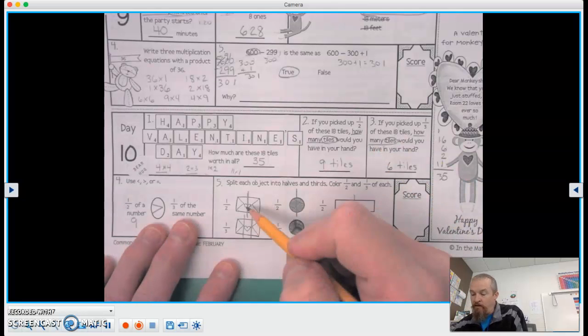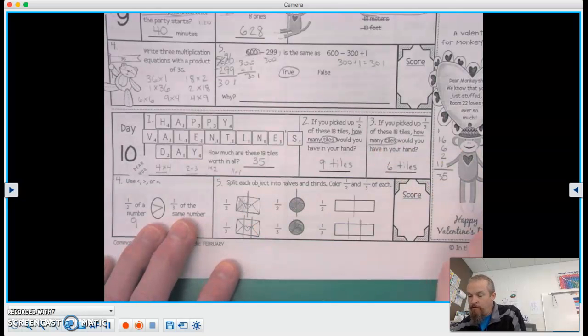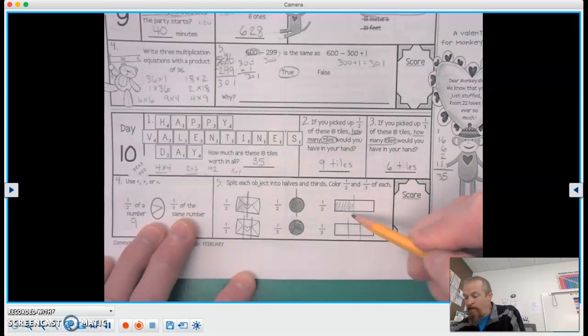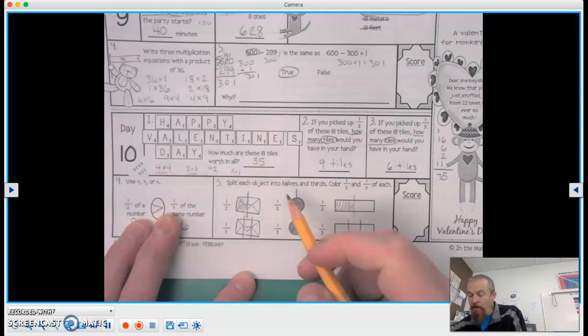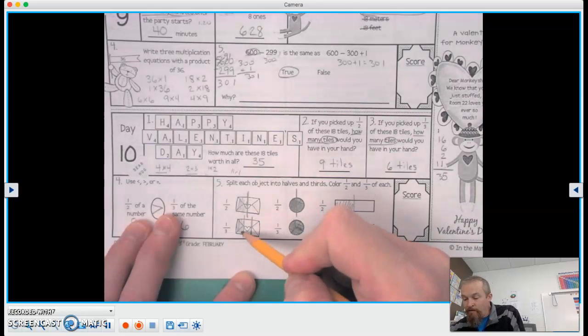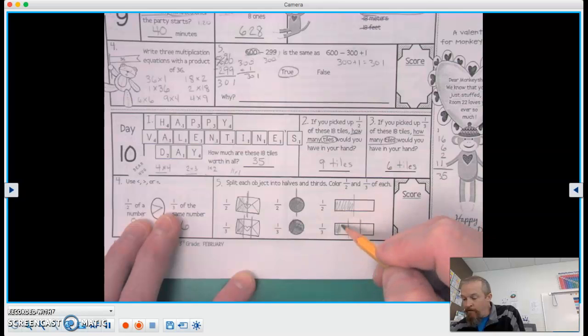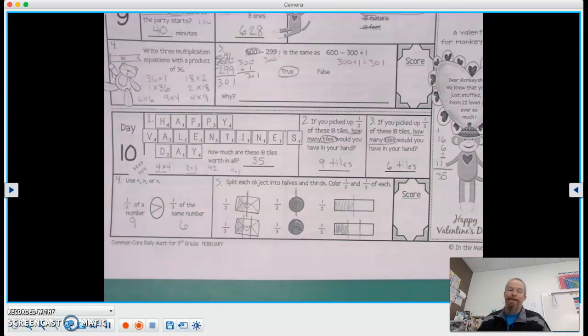Okay, so we're going to color a half, color the half, color the half. Now we're going to go to the thirds. 1/3, 1/3, and 1/3.